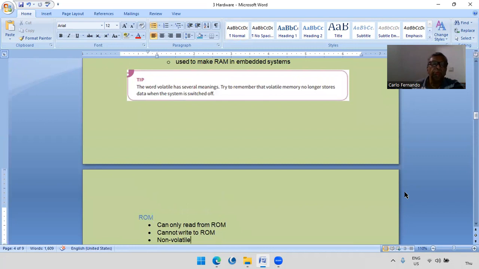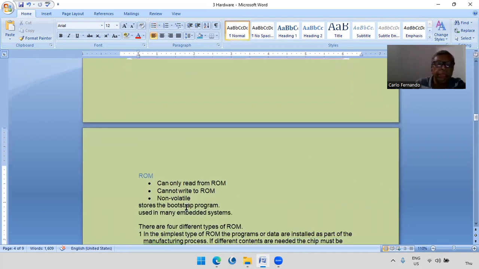Then we come to ROM. We can only read from ROM. We can't write to ROM. And non-volatile, which is permanent. Those hold the bootstrap program. What is the bootstrap program? When you start the computer, RAM is empty, and the CPU is not capable of doing anything without instructions which are in the RAM.